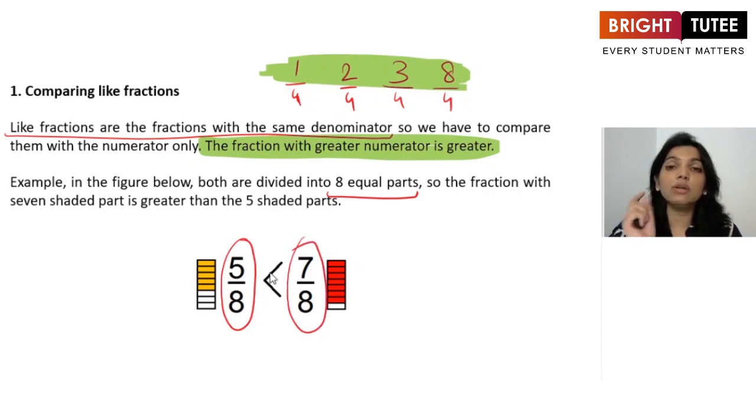So clearly we got 8 as the denominator for both these fractions. So we are not going to consider the denominator part. We'll just look at the numerator parts. At the numerator, here we have got 5. Here we have got 7.